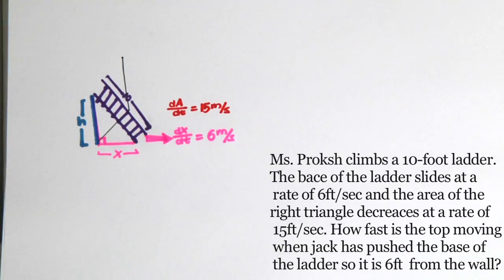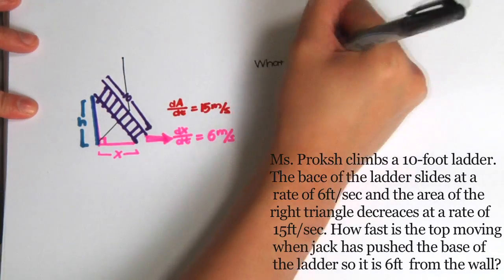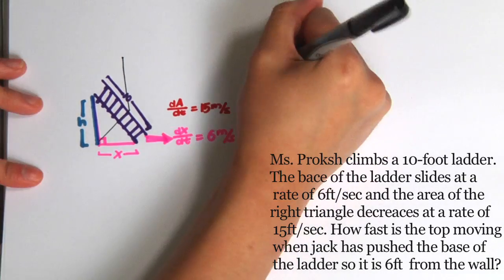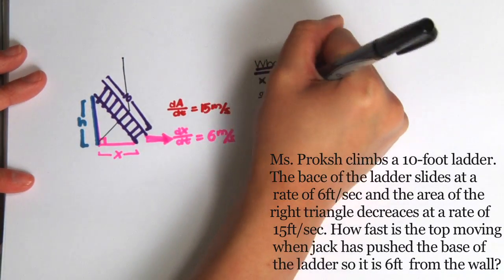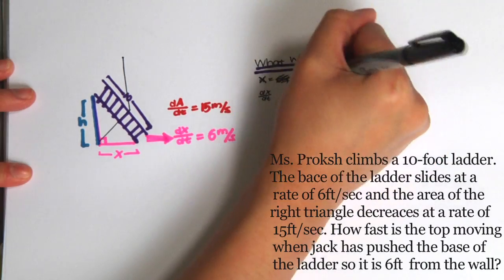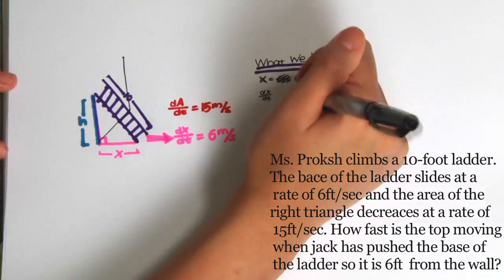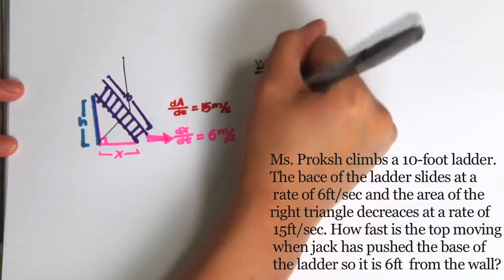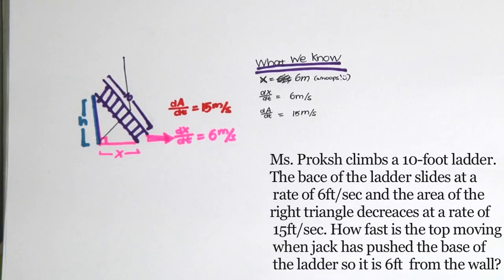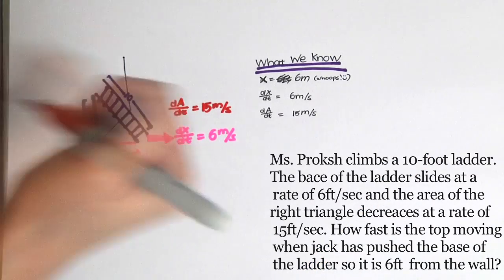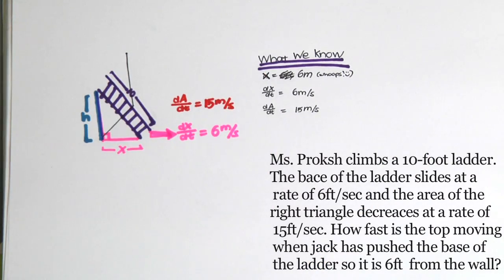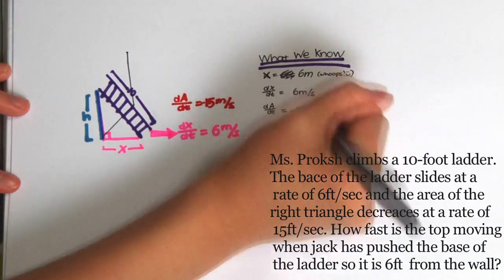How fast is the top moving when Jack has pushed the base of the ladder so that it is 6 meters away from the wall? Again, let's write down what we know. Let's call the distance between the base of the ladder and the wall x. We know that right now x equals 6 feet. The rate at which x is changing with respect to time is 6 feet per second. The rate at which the area of the triangle is changing with respect to time is 15 feet per second.